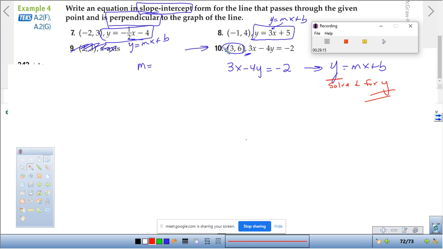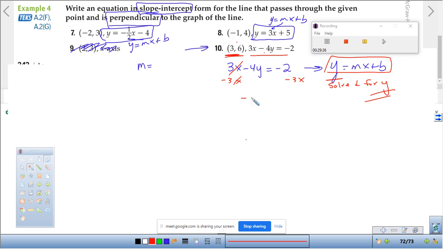Okay, so number 10 here. Remember, we're given this point here, and then this equation in standard form. I want to go ahead and solve this one for y, so it can be in slope-intercept form. So what I do here is, like you all said, like Tristan said, thank you so much, we're going to subtract 3x.